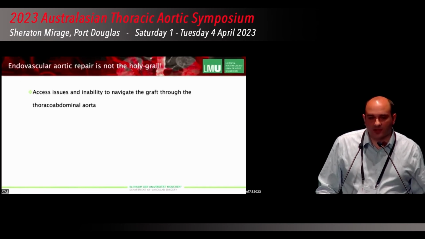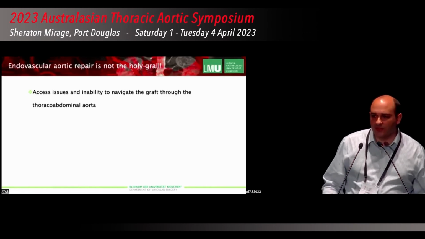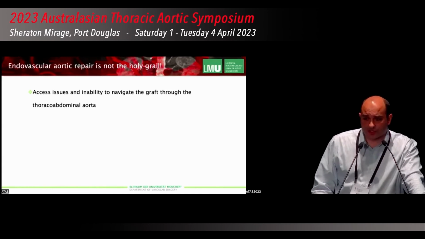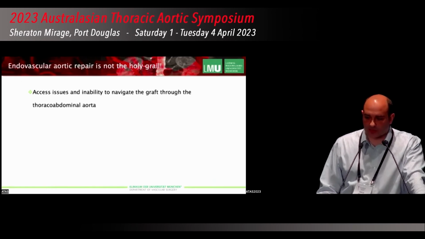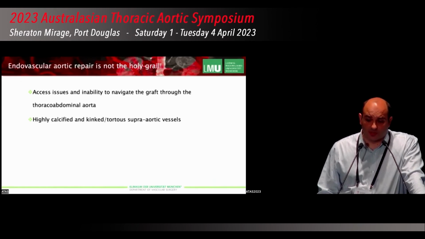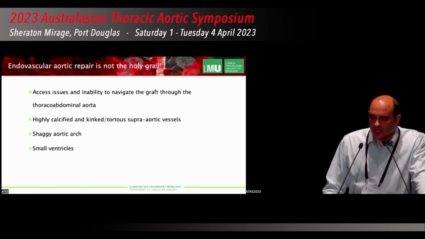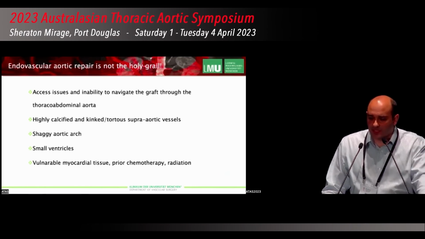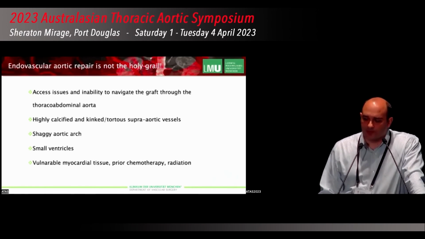However, I want to make clear that endovascular aortic repair is not the holy grail. It's for sure not going to replace open surgery, and it still has a lot of limitations. Access issues and inability to navigate through the thoracoabdominal aorta is a big enemy. Calcified supra-aortic vessels and shaggy aorta are definitely a no-go for endovascular surgery with all the manipulation that we need to do in this area. And small ventricles was a bad experience that I had, especially in patients who had prior chemotherapy or radiation.